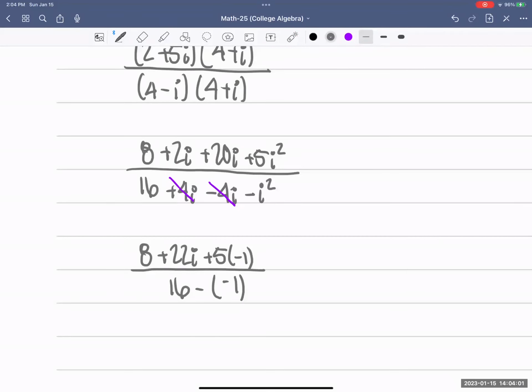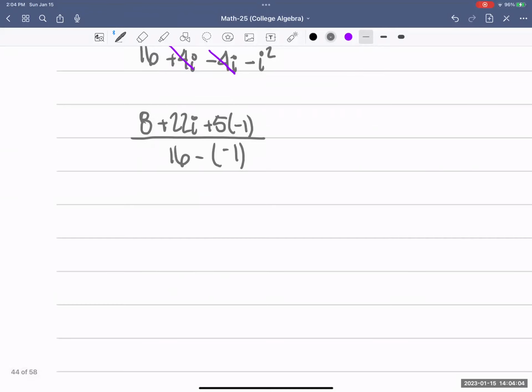And now let's clean it up one more time, or a couple more times maybe. All right, so we could multiply those two. So we have 8 plus 22i divided by 16 plus 1. Oh, and that should be minus 5. So we have 8 minus 5 in the numerator that we could combine. 8 minus 5 is going to give us 3 plus 22i.